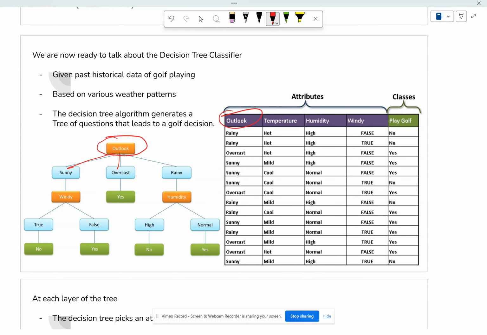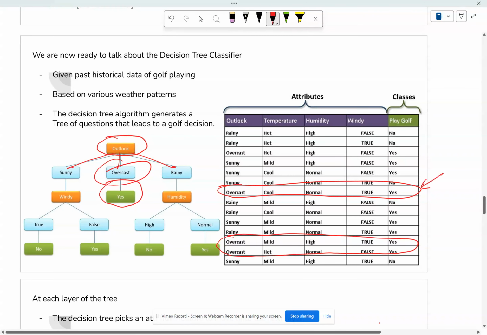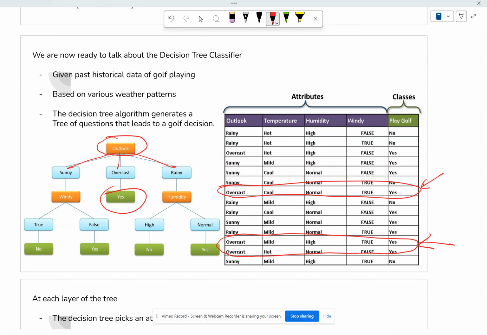and then after you've split into the various categories, let's look at overcast. Notice overcast only has yes. So at that point, you know the decision. If it's overcast, you made the decision. However, if it's sunny, then you need to consider other things, such as whether it's windy or not. Or if it's rainy, you need to consider the humidity.